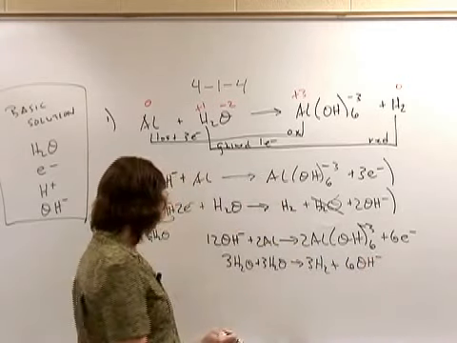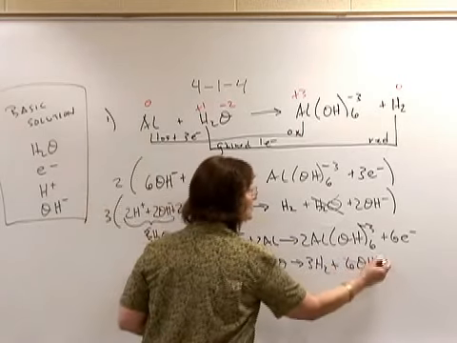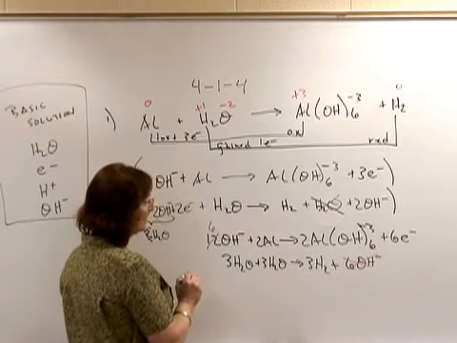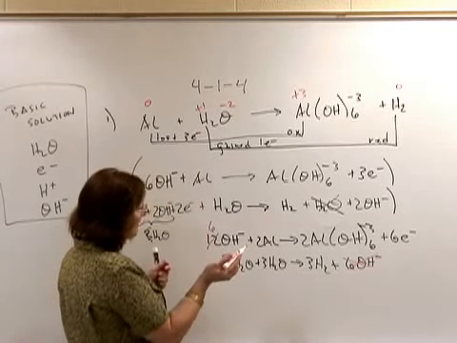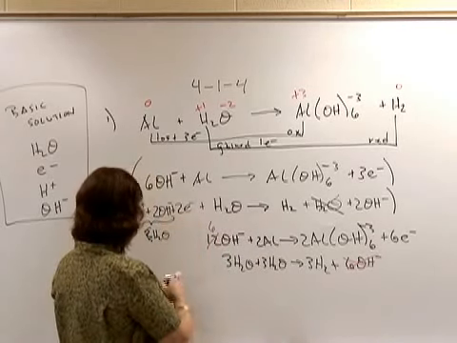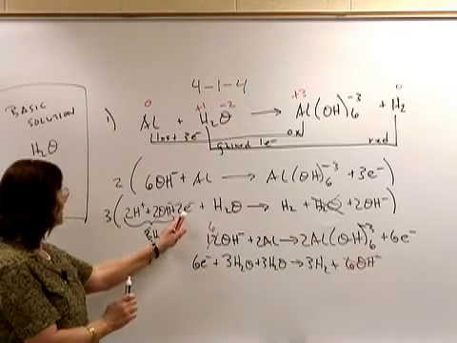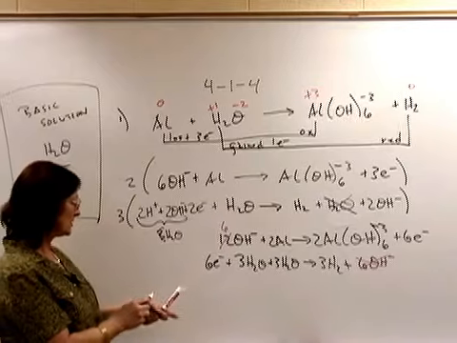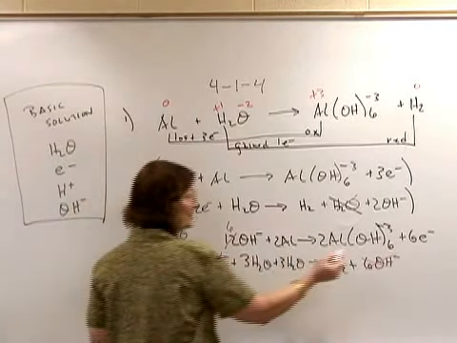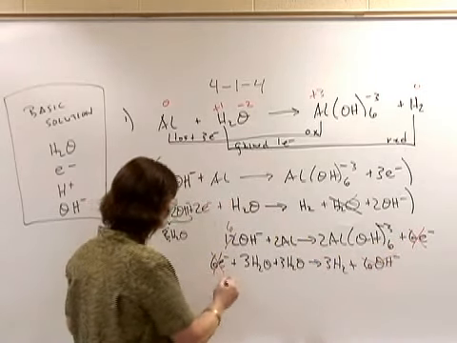Now, before I add them together, I'm going to do some canceling. These 6 hydroxides totally cancel and leave me 6 here. Then the electrons must totally cancel, and I did not add those electrons. I have to have 6 electrons here. The 2 times the 3 gives me the 6 electrons, and therefore my electrons do completely cancel, which they must always completely cancel. Then I can add it back together.